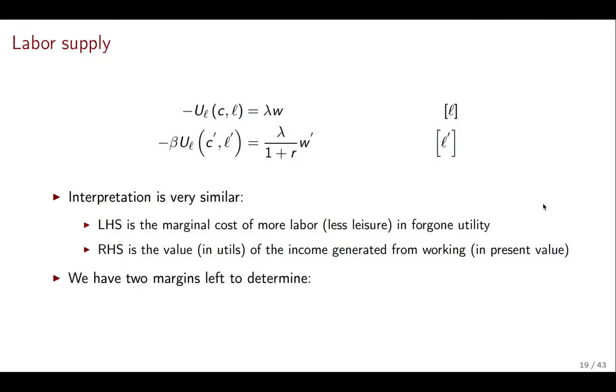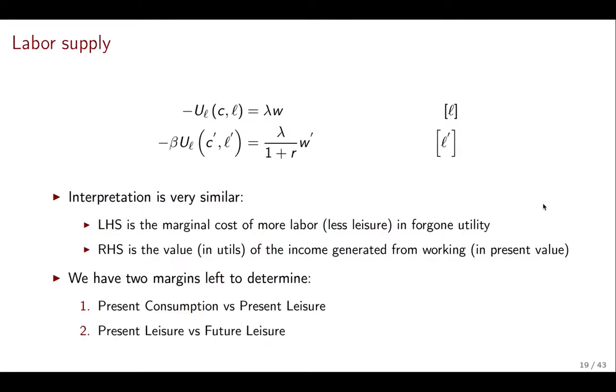In both cases, we're trading off consumption and leisure. But we can actually think of these in two margins that are left to determine. The first margin is the present consumption versus present leisure margin. You can think that you can trade off less leisure, hence more labor, for more consumption today. But you can also trade off less leisure, that is, more labor, for more leisure in the future.